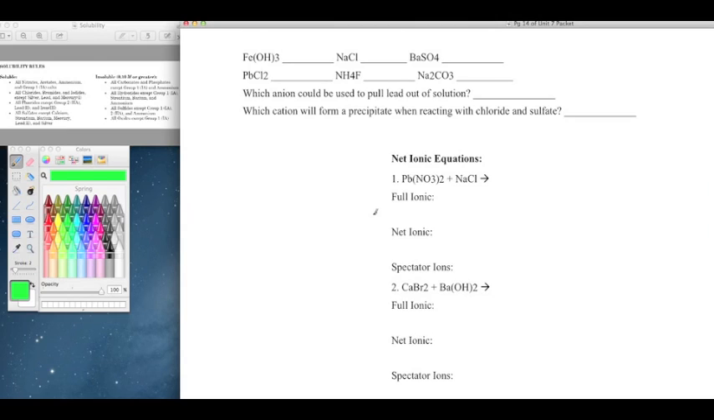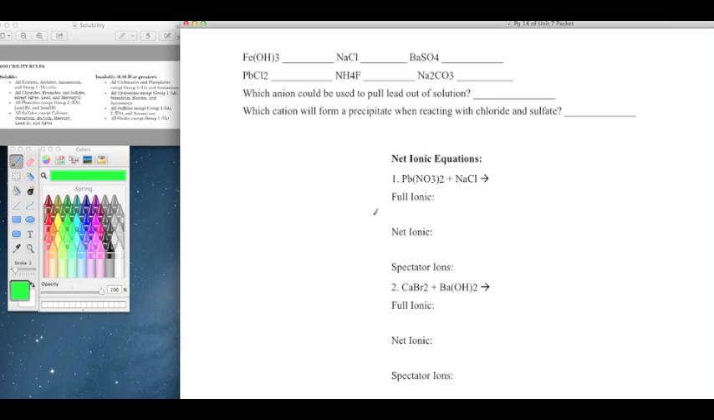What I'm going to be talking about now is I'm going to go a little bit into more detail about double replacement reactions, specifically talking about solubility rules really quickly, and then going into net ionic equations, which we'll have a pretty extensive lab about in about 2 days. All right, so specifically solubility rules.